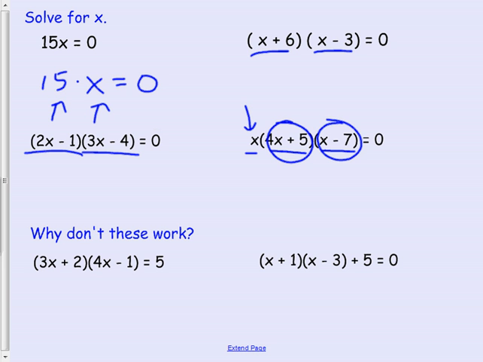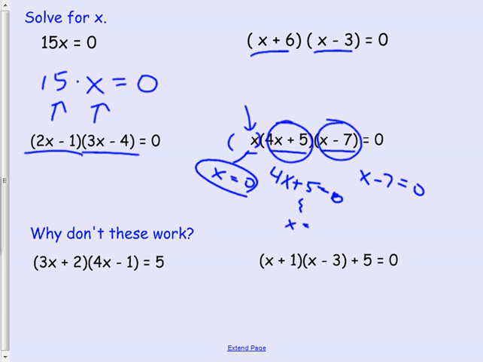Because what it's saying is this is like its own little separate parenthesis, and it could equal 0, just like 4x plus 5 could equal 0, and just like x minus 7 can equal 0. This x can equal 0. That's one of the answers. This you have to solve a little bit, and you come up with x equals negative 5/4. And this last one is x equals 7. 3 answers is not uncommon.